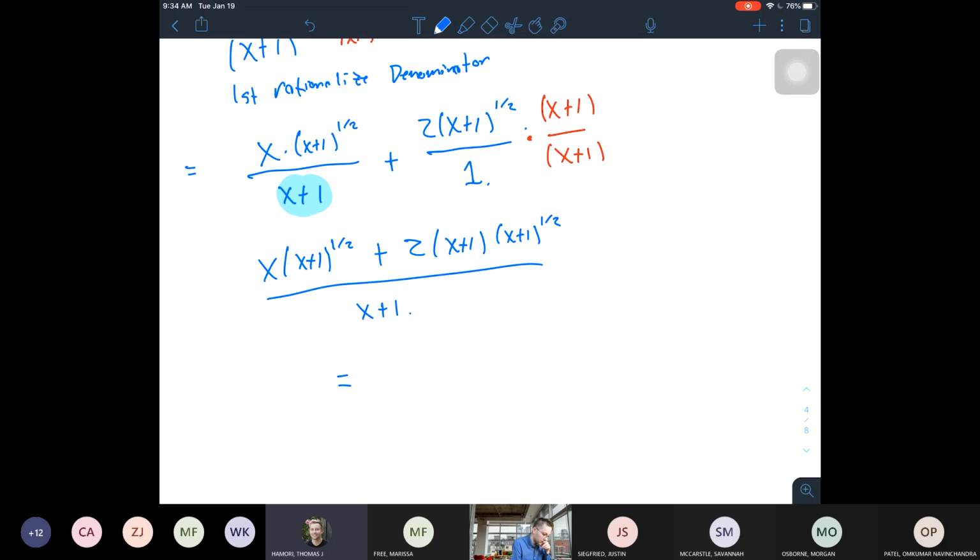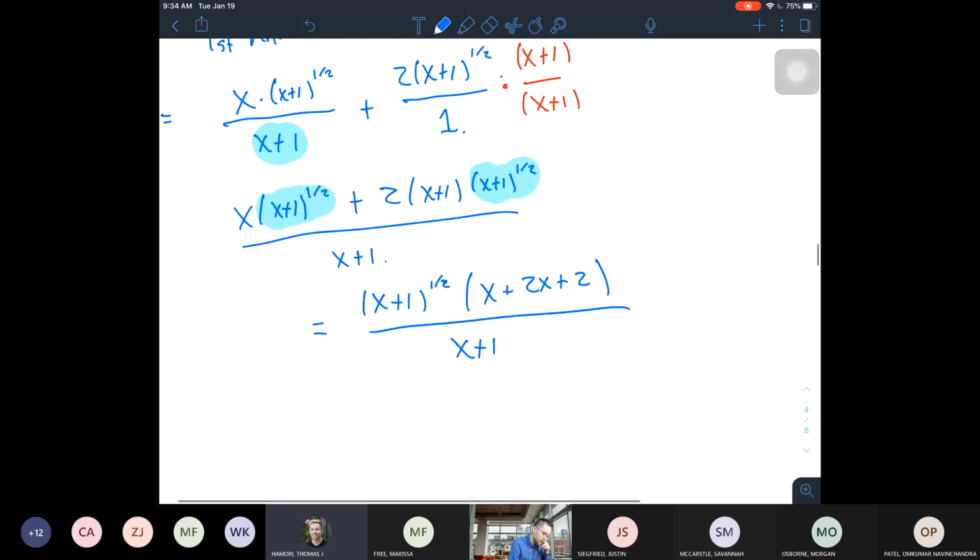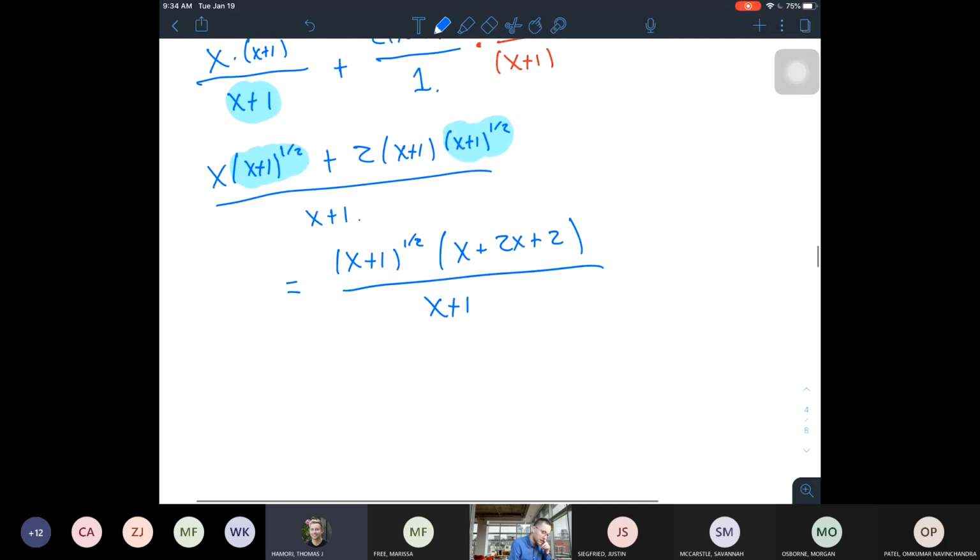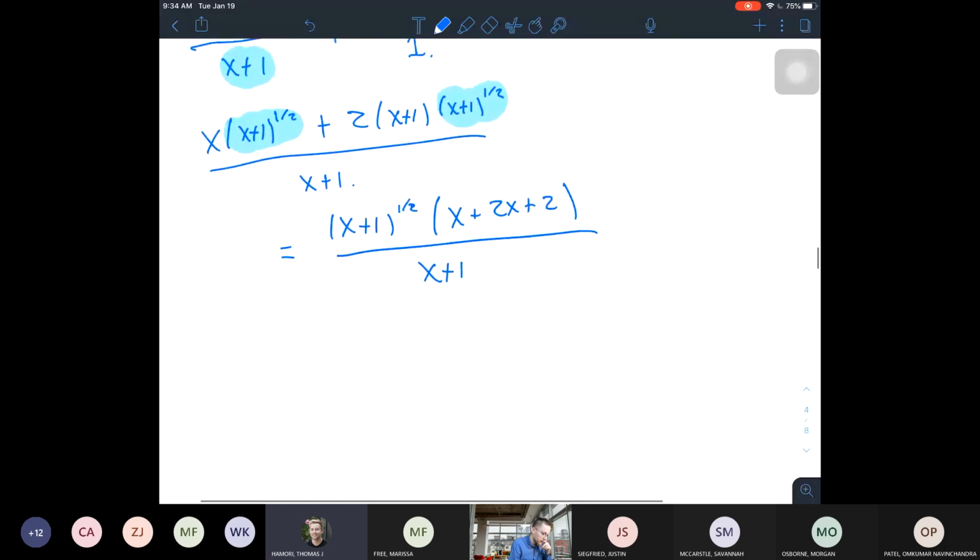I guess we could take out a GCF on the top. Got a GCF of (x plus 1) to the power 1/2. So let's take that out. We'll get (x plus 1) to the power 1/2 times, on the inside we'll have x plus 2x plus 2. And on the bottom we'll have x plus 1. Aha, now I see how it's going to work.